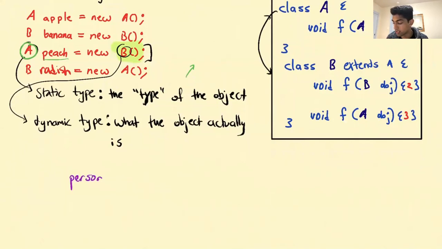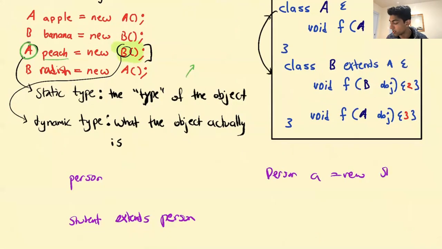Let's say we have some class Person, and then we have a class Student that extends Person, right? In the same light of creating peach, we can create a Person A that's equal to a new Student, right? And this is perfectly legal. Intuitively, we know that the type of A is a Person and a Student is a Person, so this is a valid declaration and definition, right?